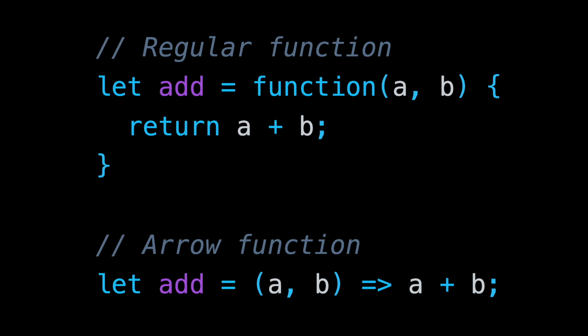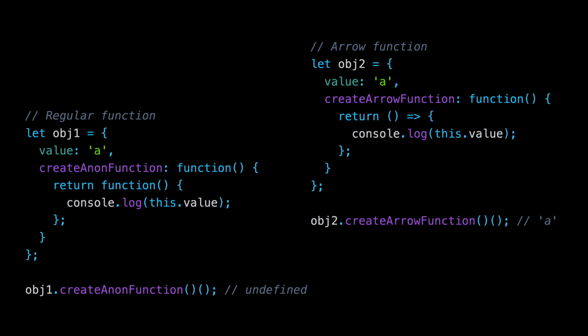So let's talk more about the differences between regular functions and arrow functions. One is the syntax. Arrow functions have a shorter syntax compared to function expressions. So here's a comparison. Another difference is the this keyword. In regular functions, the this keyword represents the object that called the function. So in the regular function, this.value is going to be undefined when we call the function here.